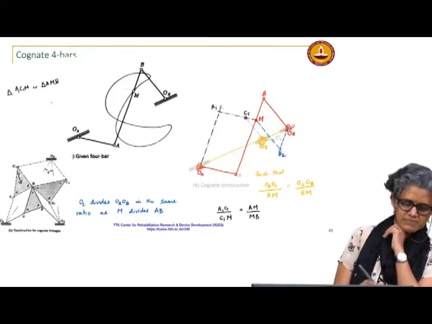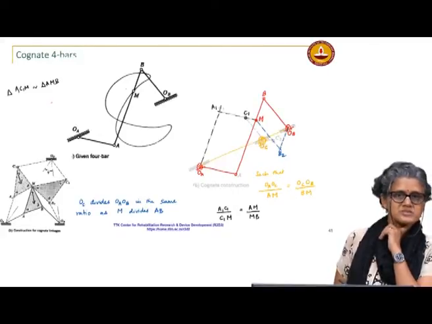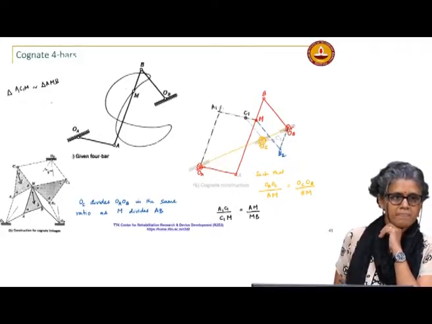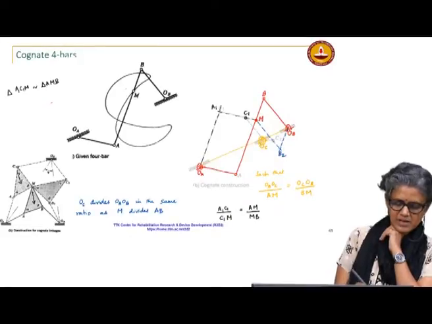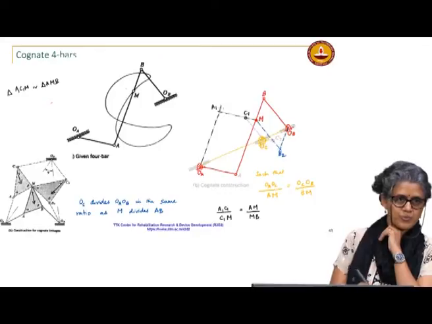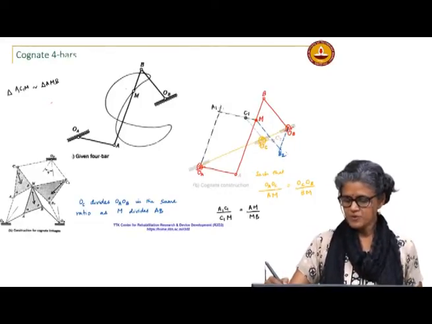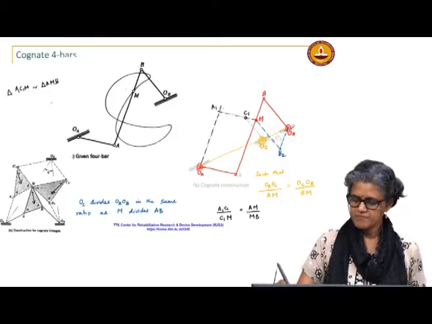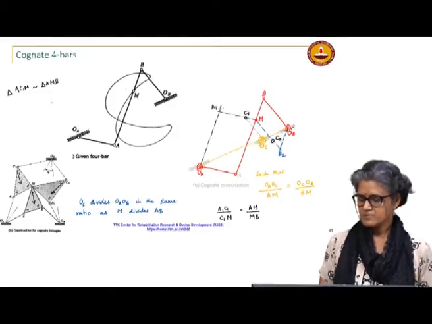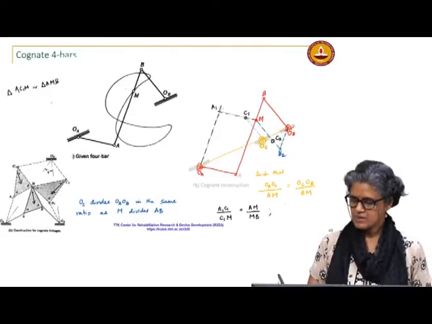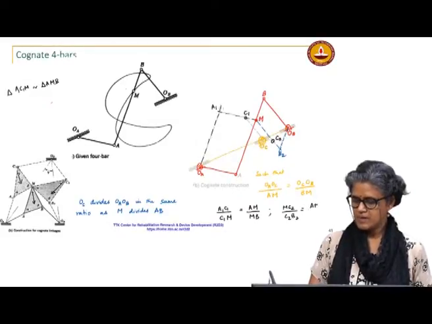This is collapsing onto this, just as M collapses onto AB. Similarly, here C2 will collapse onto MB2. So, if I have MB2, I have C2 here, such that MC2 by C2B2 equals AM by MB.